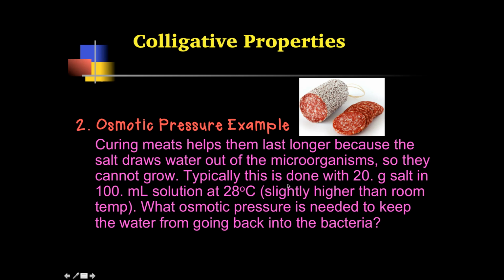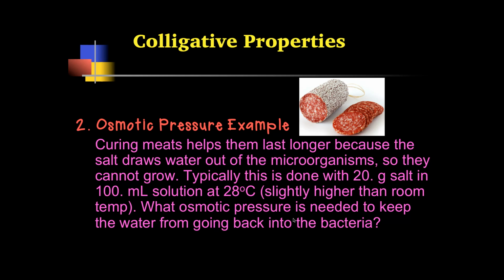So typically, you can do this with about 20 grams of salt and 100 milliliters of solution using water, and generally a little bit warmer than room temperature, so 28 degrees. Then we would want to have this in a pressurized situation so that the water doesn't go back into the microorganisms. So we want there to be enough pressure so that osmosis cannot happen and go back into the microorganism.